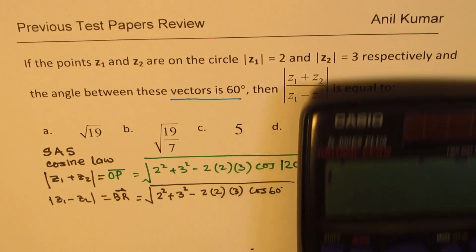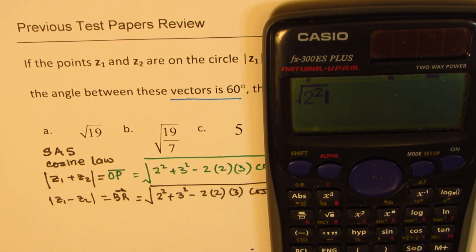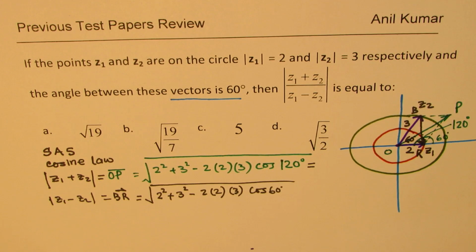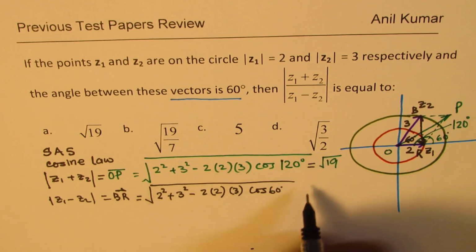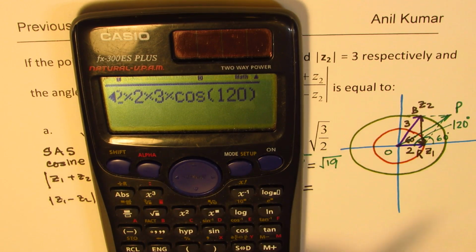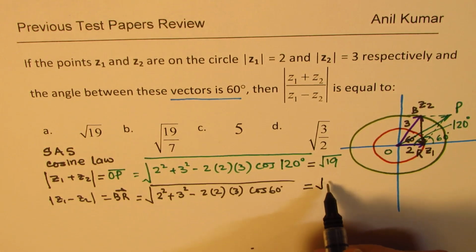So let's calculate these values. So we have square root, within square root we have 2 square plus 3 square minus 2 times 2 times 3 times cos of 120 degrees. This is the first one, which is equal to square root of 19, right? And let's find the second one. What is that equal to? So we'll go back, change the value of 120 to 60 degrees. And so it is equal to square root of 7.